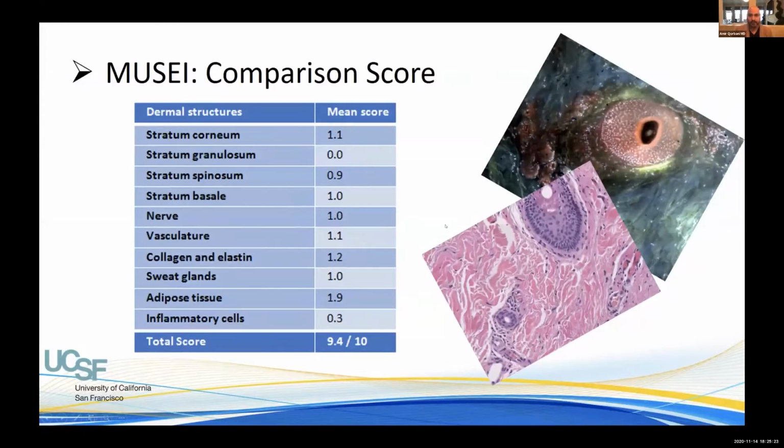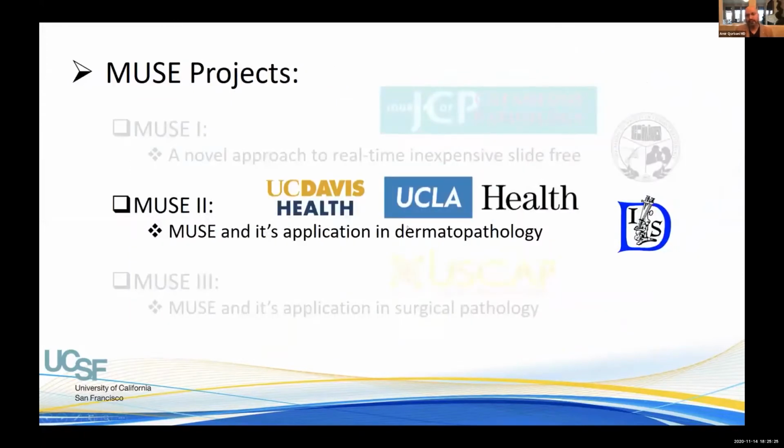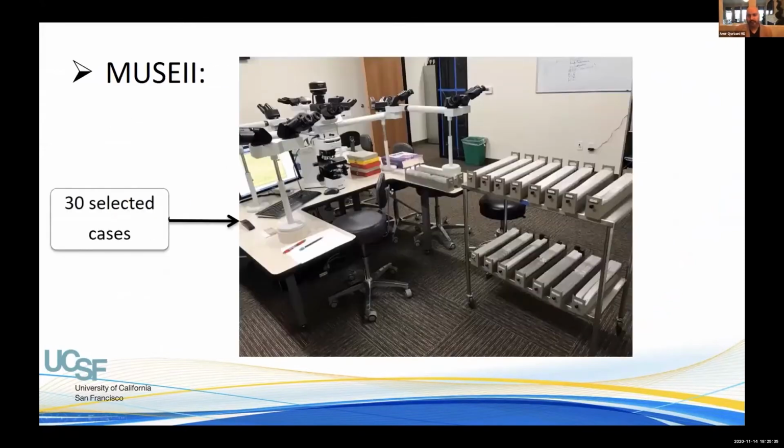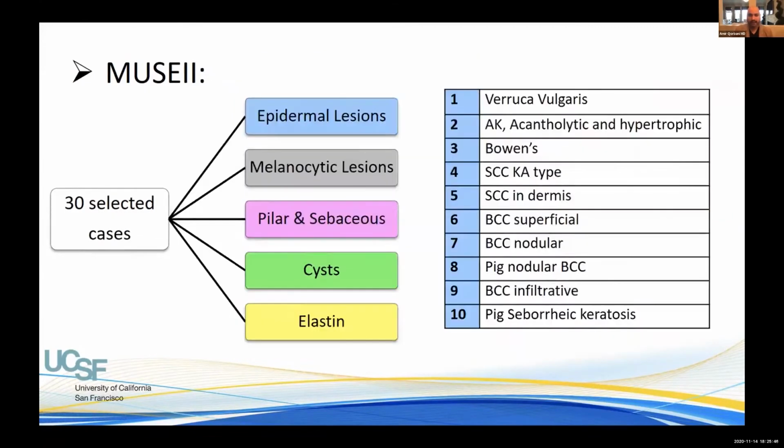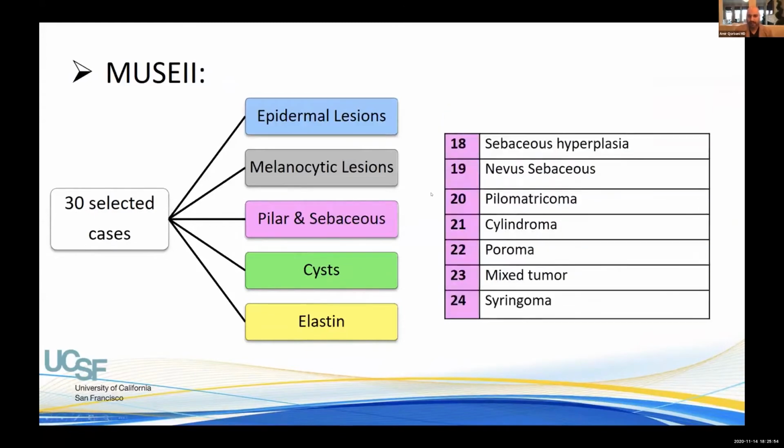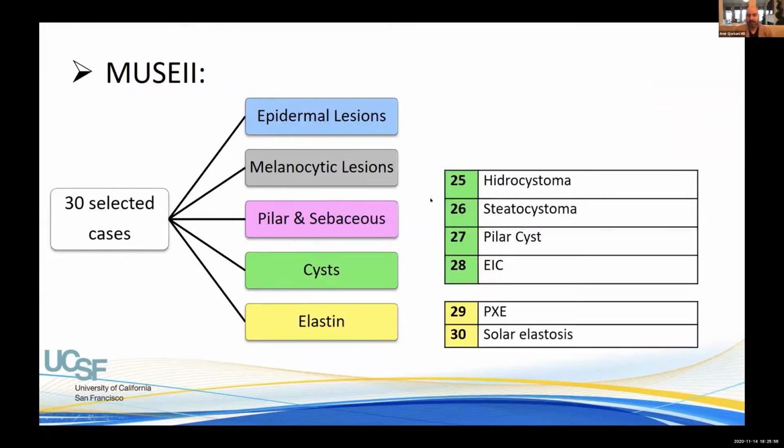macro histology. So when we saw it working, we decided to see if it works in a clinical setting. For our second project, we collaborated with UCLA. I was at UC Davis with UCLA, and we selected about 30 cases among 10,000 cases, covering different skin pathologic lesions like epidermal lesions, melanocytic lesions, pilar sebaceous, cystic lesions, or elastin lesions.